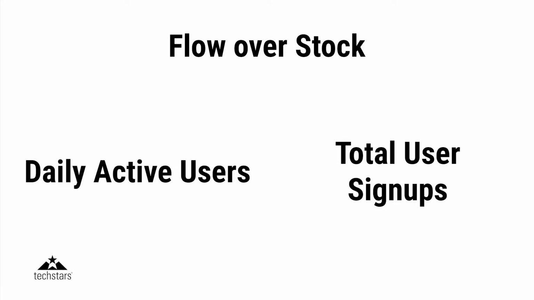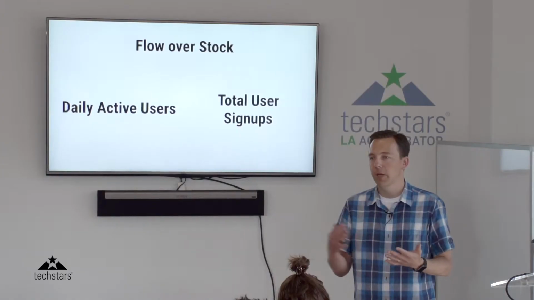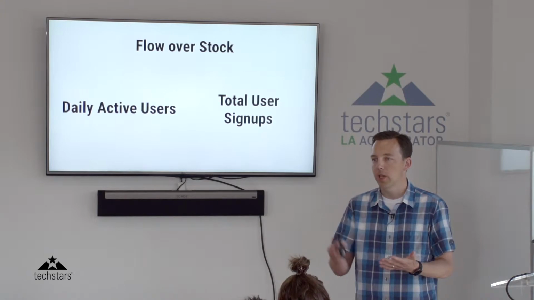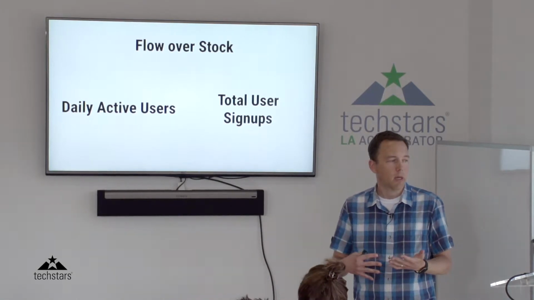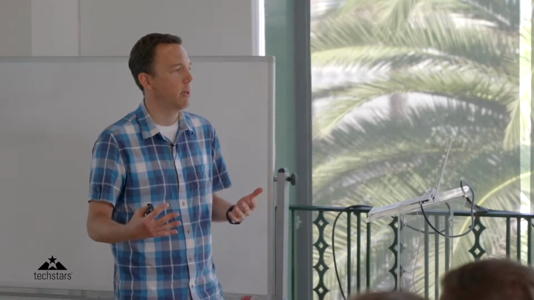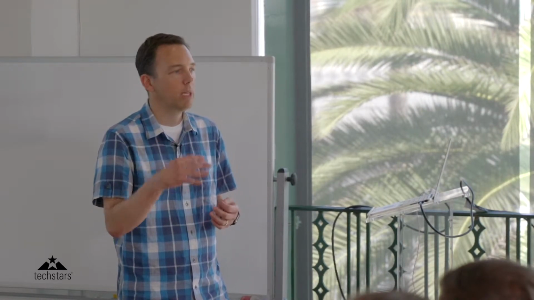So if we think about this in startup land, daily active users, that's a flow metric. That's over some per unit of time, goes up and down with time. Stock metrics are total user signups. Again, great to brag about, but it doesn't let you really understand how your business is working.